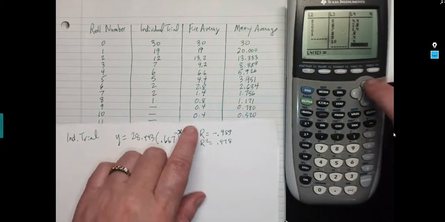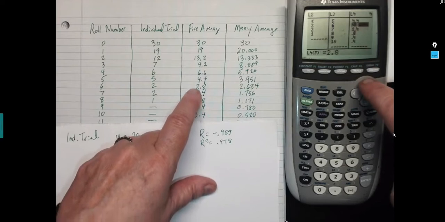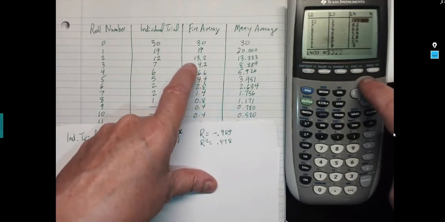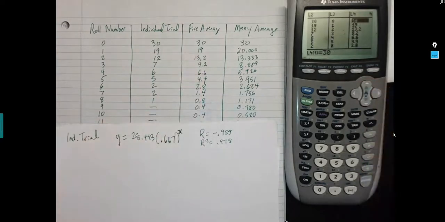Okay, and then I like to scroll back up and just check. Make sure you check, because one incorrect entry makes everything wrong.